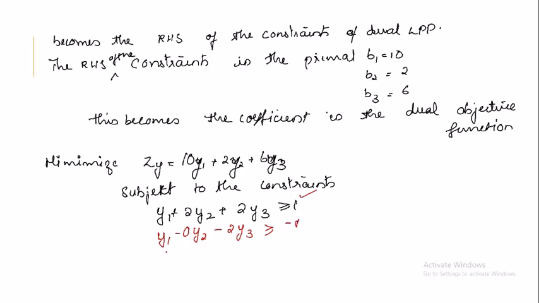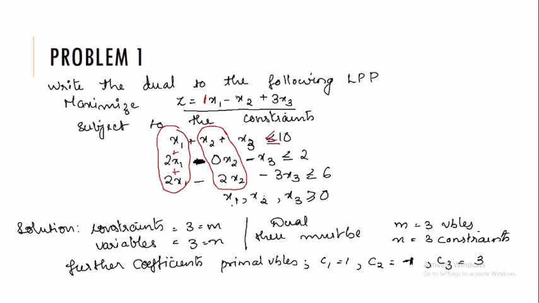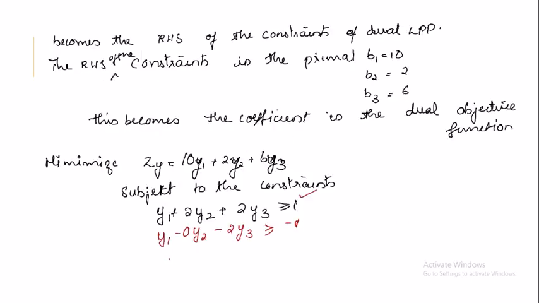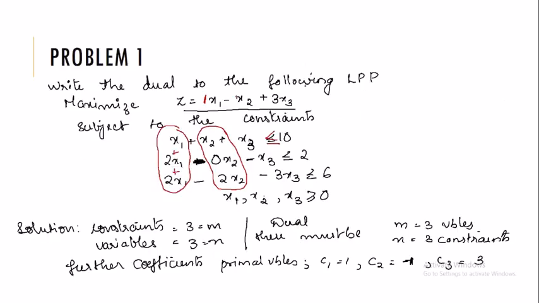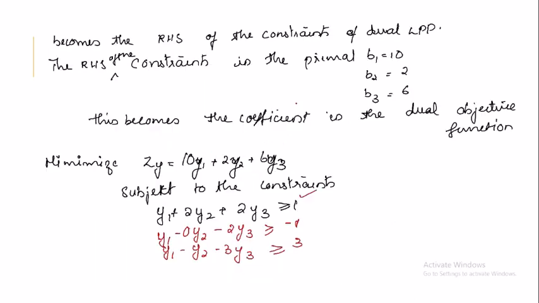What about the third? Third is concerned with this. So how will you write that? y1 minus y2 minus 3y3 greater than or equal to 3. From where did you get this 3? From the objective function. y1, y2, y3 greater than or equal to 0. Hence, the first problem is solved.